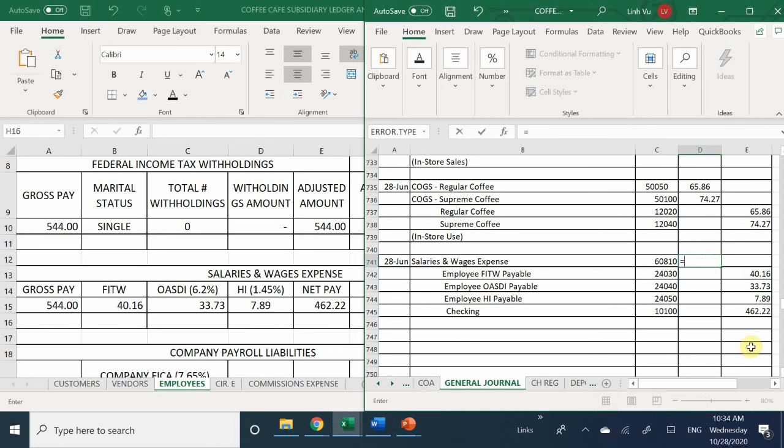Yes. All right. I'm going to double check my work here, making sure I typed everything in correctly. It's correct. Good. So 544 even.